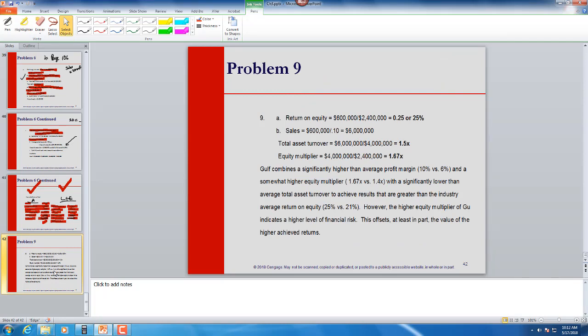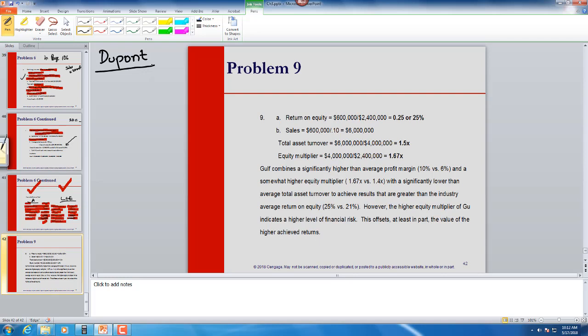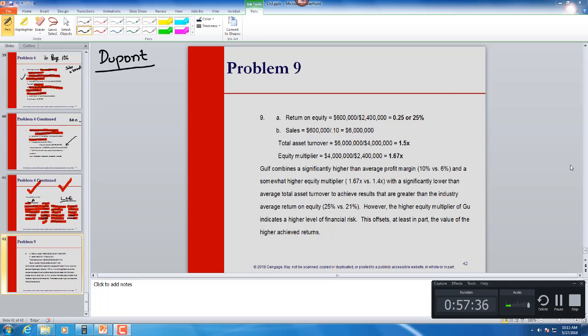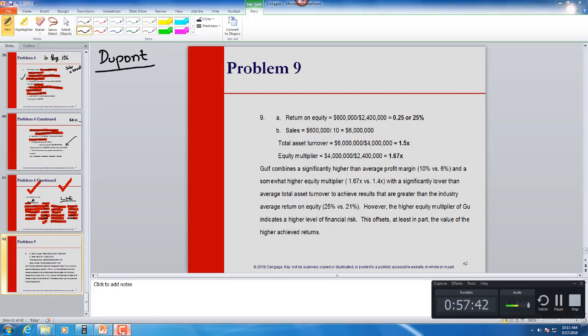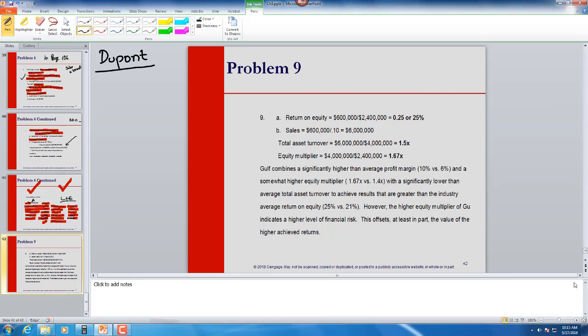This problem deals with the DuPont equation, which is the most important concept in this particular chapter. All right, let's get started on problem 9, the last problem here. This is a very good problem because it deals with the DuPont equation. I already mentioned that before. Let me read it out.